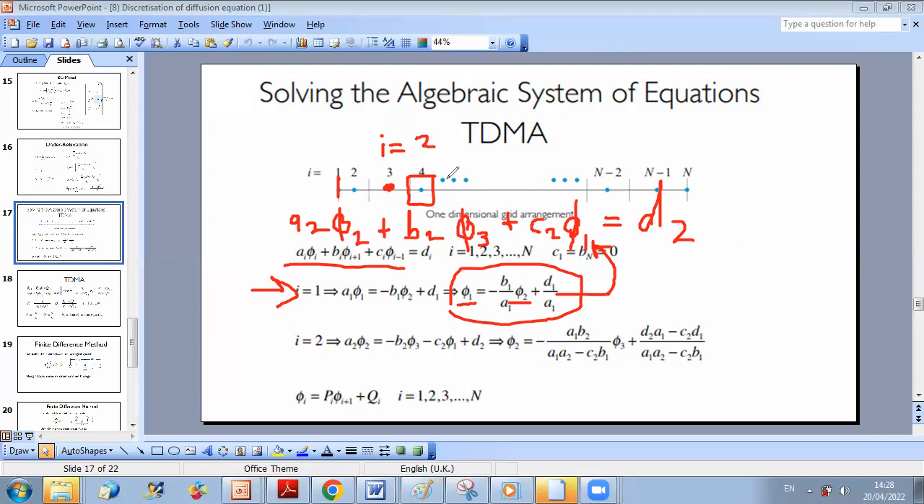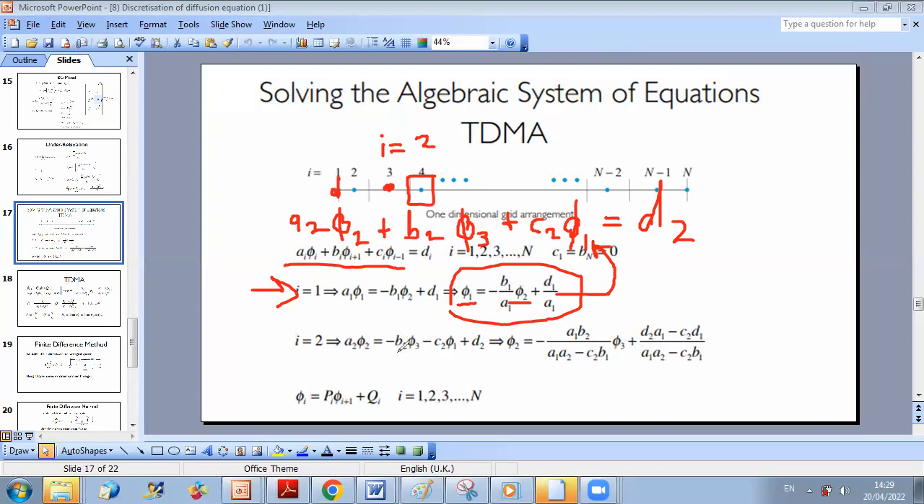So this is the strategy. I start from the boundary and I reduce the variables, because by starting from the first cell, I can express phi 1 as a function of phi 2. Then moving to the second cell, by replacing the expression of phi 1 by its value, I can express phi 2 as a function of phi 3. Let us do it here for this step.